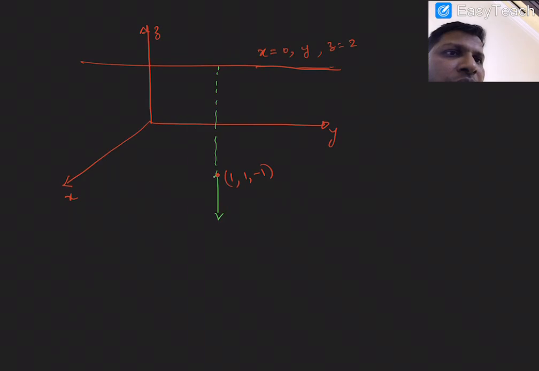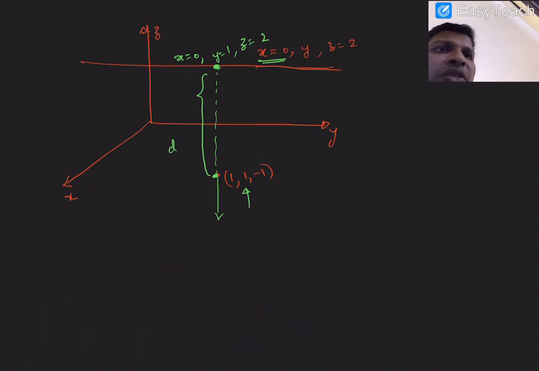So we know the position vector here, and we know this vector. What will be this one? You see here the y is equal to 1, so at this point also y equals 1. Then already we have seen on the line x is equal to 0 and z is equal to 2. So we can find this distance vector. Let's say this distance vector is d.